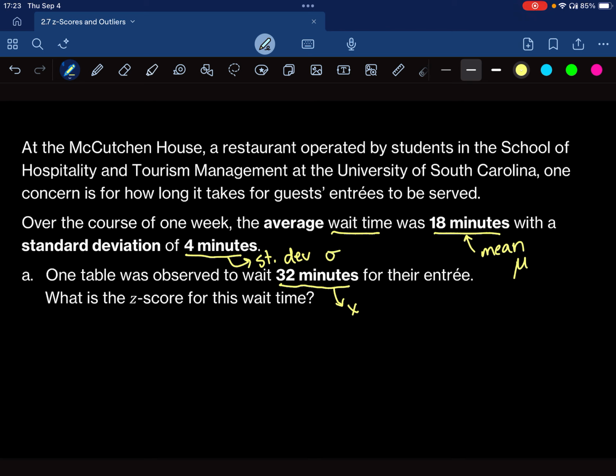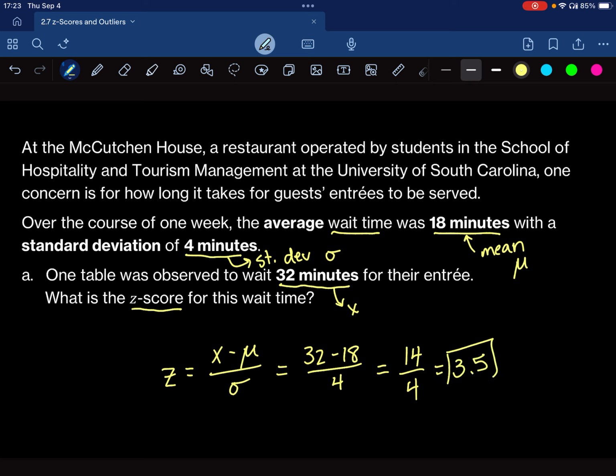So I'm going to fill in the formula because it's asking me what is the z-score for this wait time. So z equals x minus mu over sigma. So again, the data is 32 minus 18 divided by 4. And so again, make sure you do the subtraction first. So 32 minus 18 gives me 14. Then we'll divide that by 4 and we'll get 3.5. And so that is our z-score, 3.5.